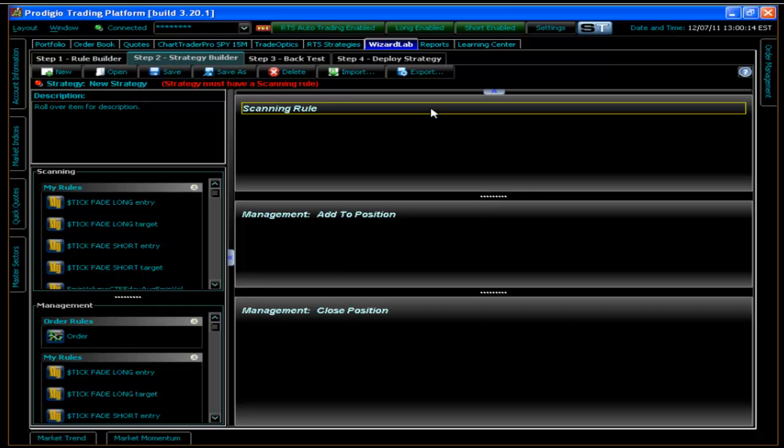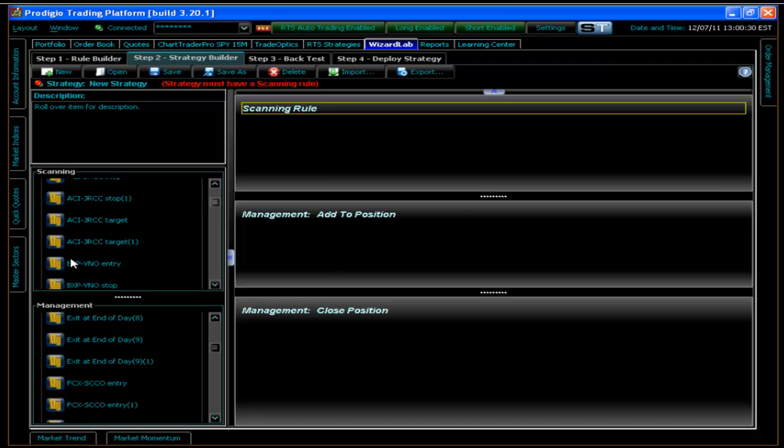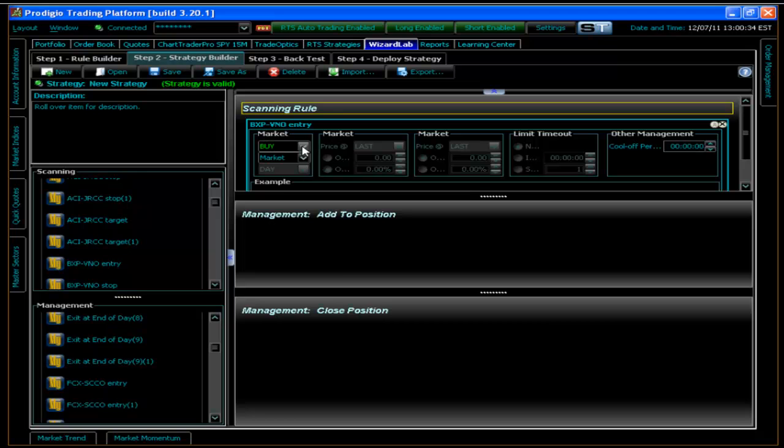So bring them in. Scanning rules are over here in scanning, and management rules are down here, meaning exits and targets, like stop outs or targets, are down here in management. Scanning rules are up here. So what scanning rule do we got to bring in? Well, BXP vino entry. Done. Notice that it automatically sets this to buy. Good to go. And I already have it set to market, so it's just going to buy at market because that's all we want to do.